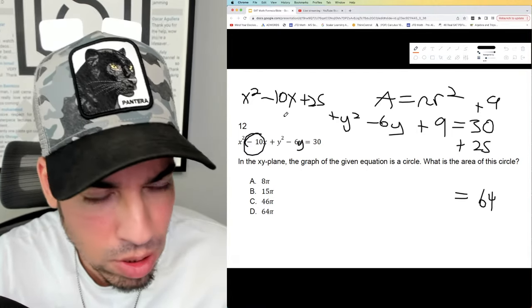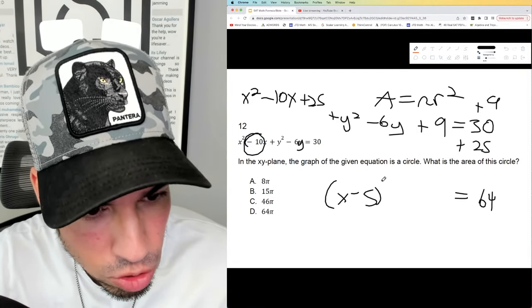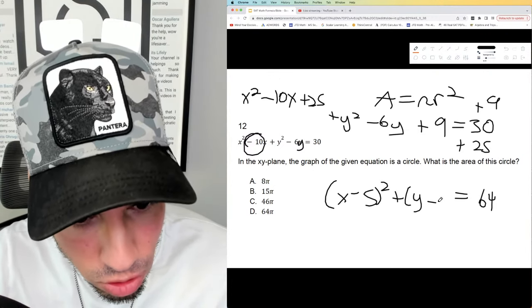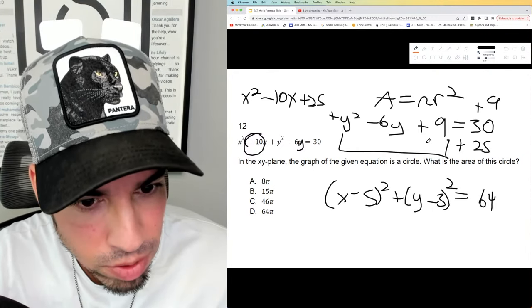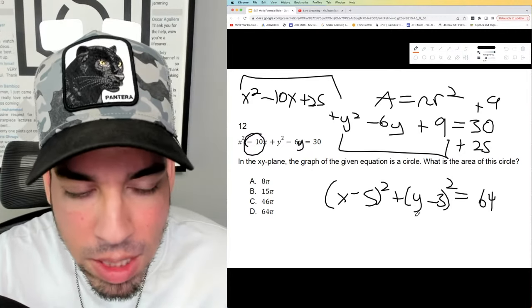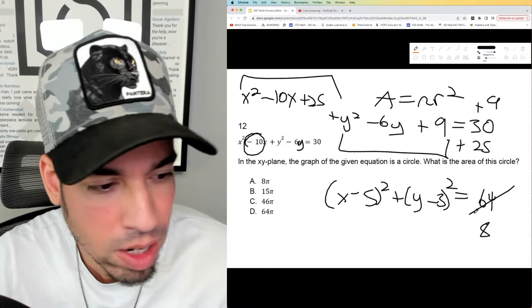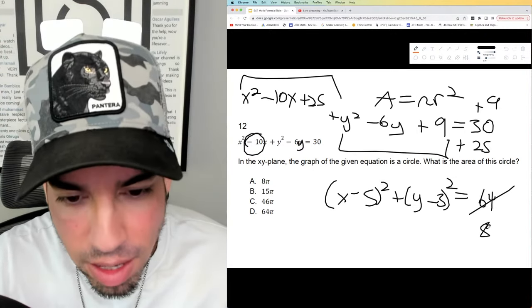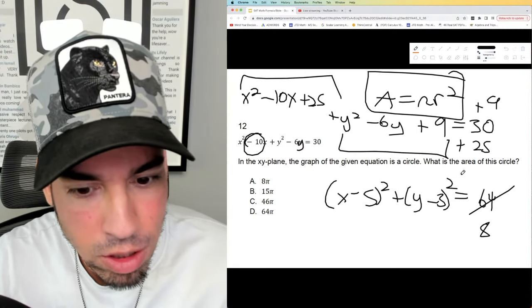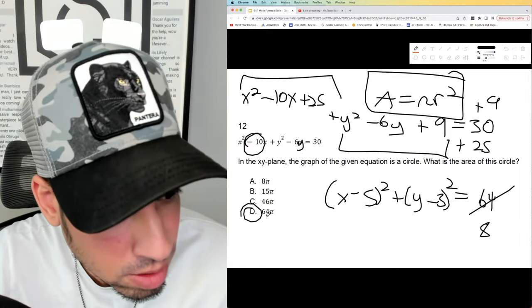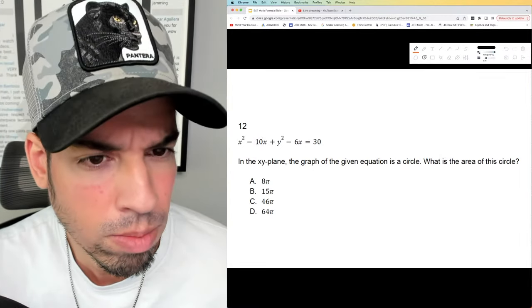Now, I can put this in that nice factored form, but we don't need to. When you factor, because it's a perfect square, it would be like this. But it doesn't matter because we just want the radius, which is the square root of 64, which is 8. And the radius is 8. How do we get the area of a circle? Right here, 8 squared, 64 times pi. D is the winner. So I like that problem a lot.